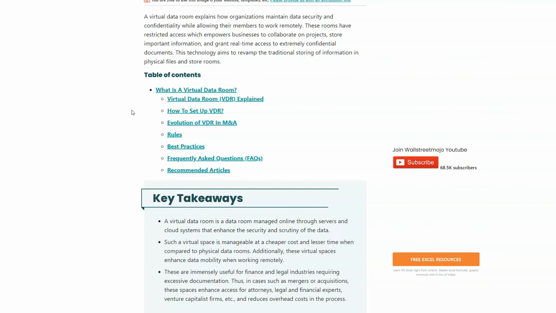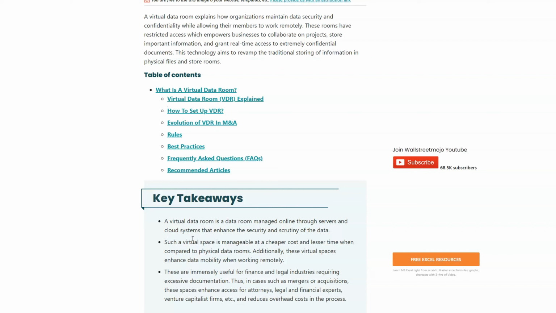What is a virtual data room? Virtual data room explained: how to set up a VDR, evaluation of VDRs in M&A, rules and best practices, frequently asked questions, facts, recommended articles.